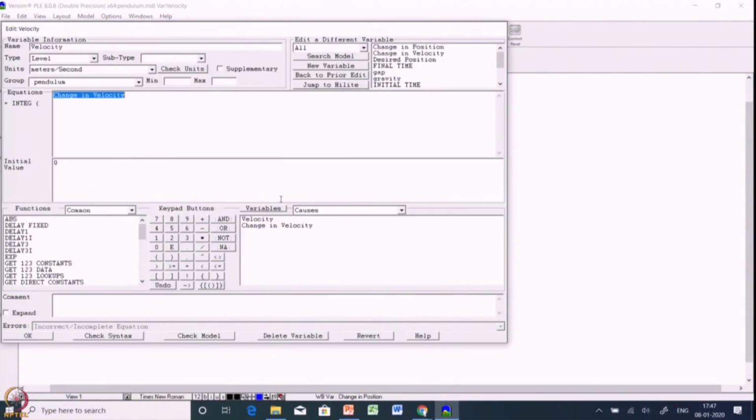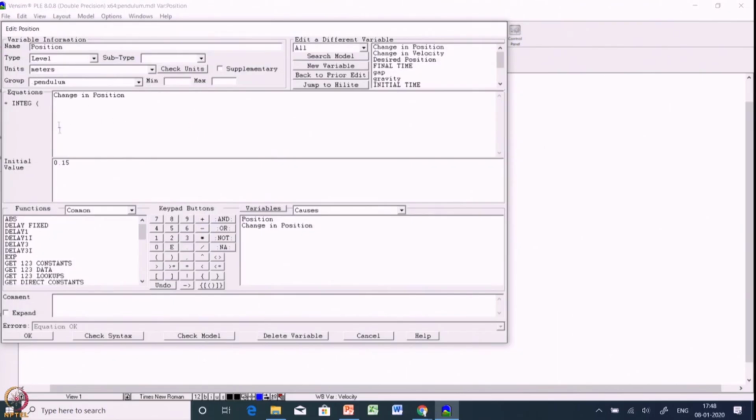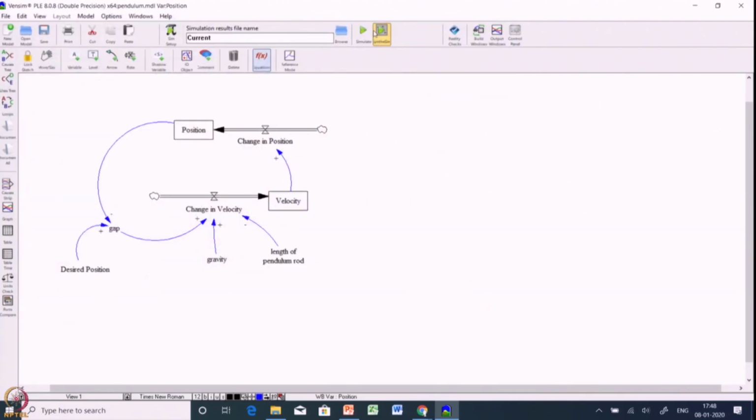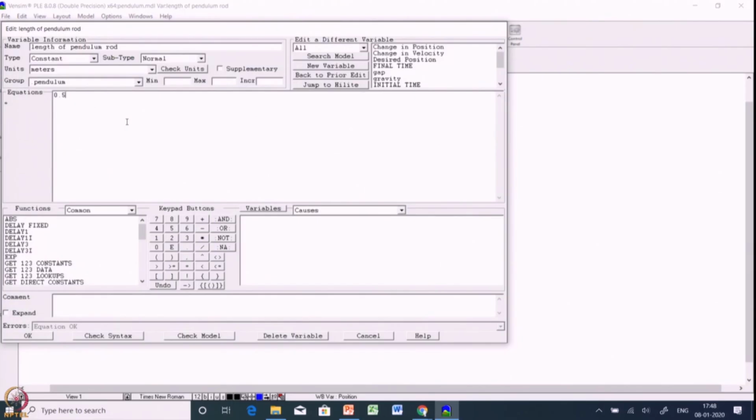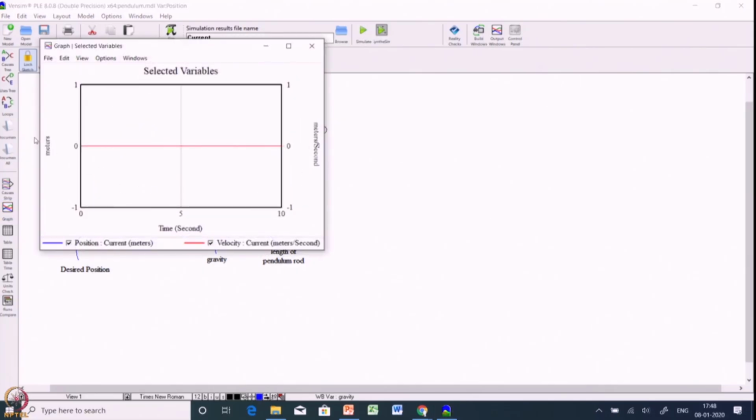Yeah, here is the model. You can quickly look at the equations. The change in velocity again is in meter per second, initial value 0, position again initial value, let us just keep it 0. So, the system starts at dynamic equilibrium. The length of rod is kept as 1 meter and gravity is 9.8 meters per second square. Now, if we simulate the model, because the model starts at dynamic equilibrium, both the position as well as velocity are always 0.